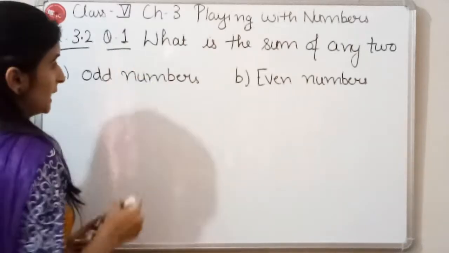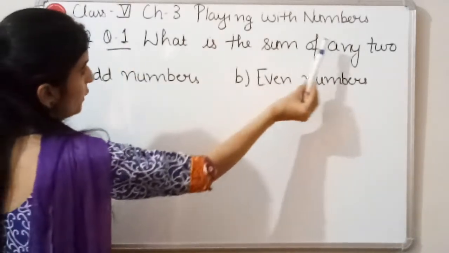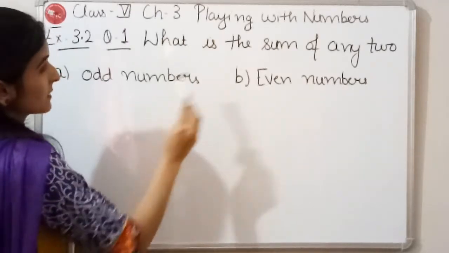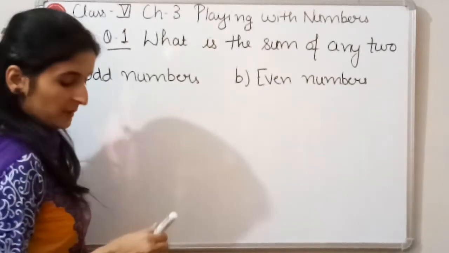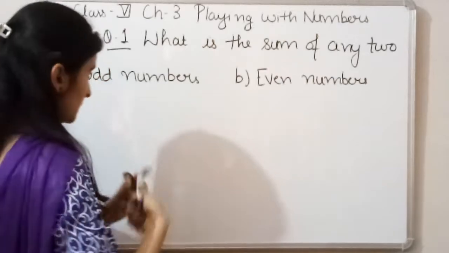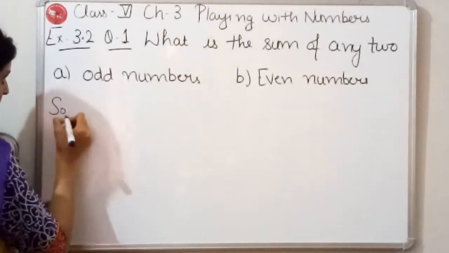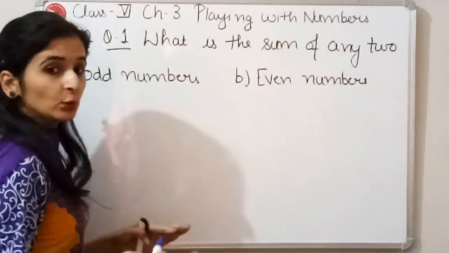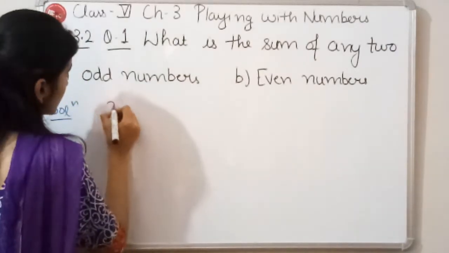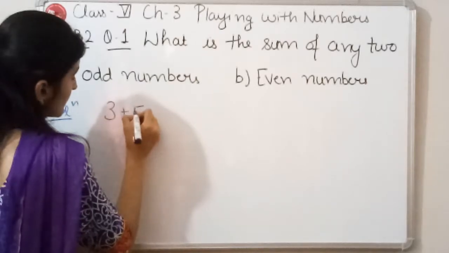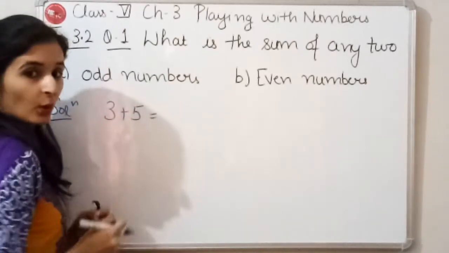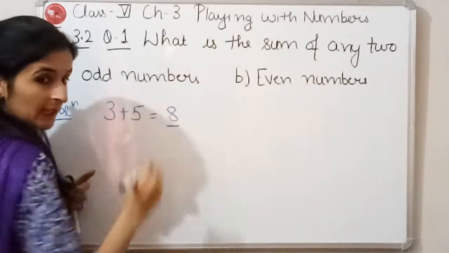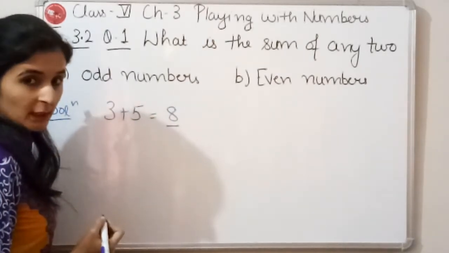Question number 1 is, what is the sum of any two odd numbers? First part is odd numbers. So let us start doing this. It means we have to take any two odd numbers. Suppose I am taking 3 and 5. 3 and 5 are odd numbers. So 3 plus 5 is 8 and 8 is an even number.